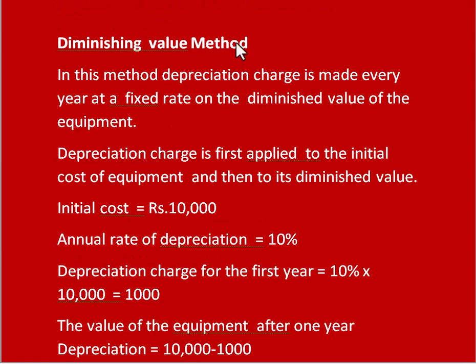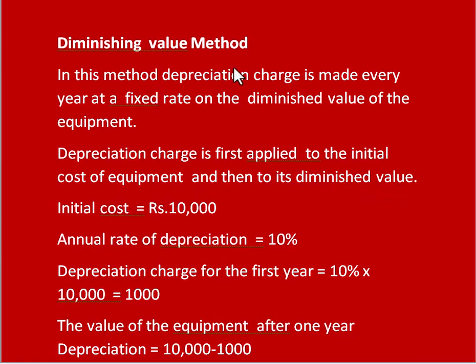Next method, the diminishing value method. In this method, depreciation charge is made every year at a fixed rate on the diminished value of the equipment. That is, depreciation charge is first applied to the initial cost of the equipment and then to its diminished value.